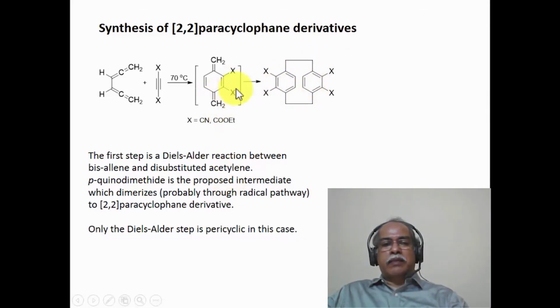The quinodimethane dimerization itself could be a radical pathway, because a considerable amount of polymer is also produced as a byproduct in this reaction. So the only step that is pericyclic in nature is this particular step, where the 4pi 2pi cycloaddition reaction is taking place between the bisallene and the acetylene. So this is a very elegant synthesis of a fairly complex structure, which is a 2,2-paracyclophane derivative in this particular case.